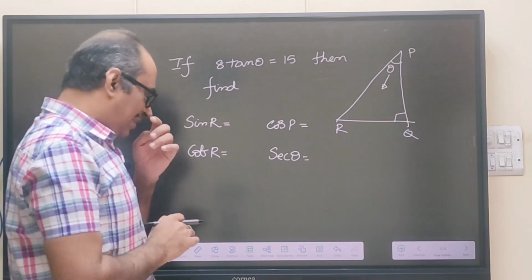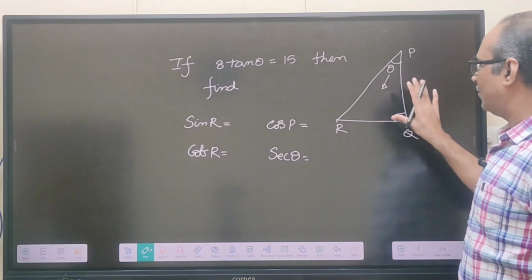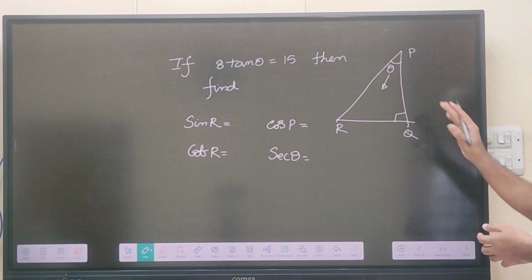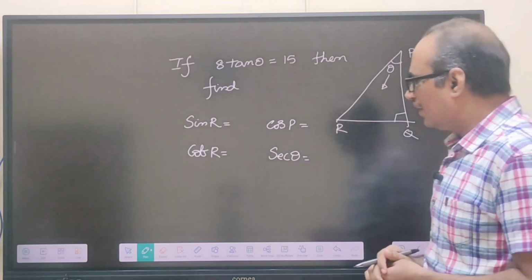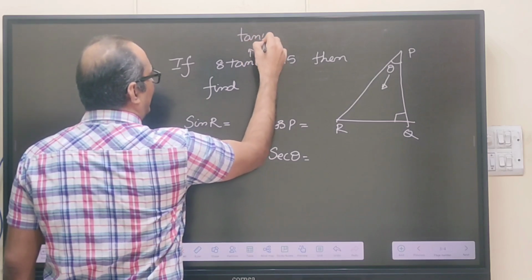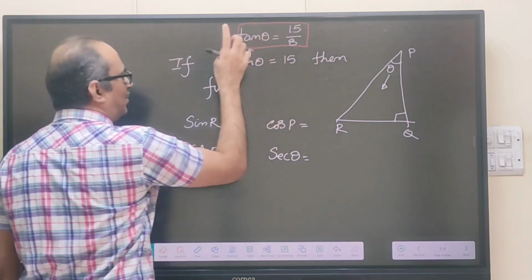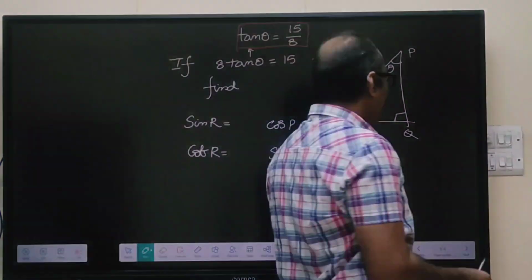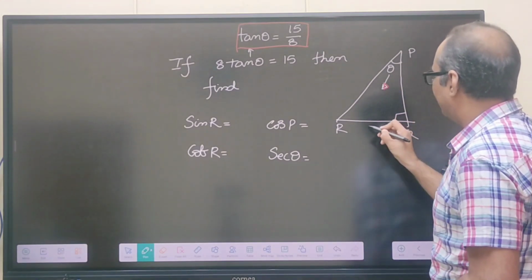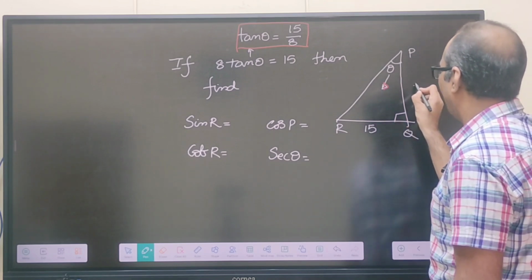Now what is the difference between the earlier problem and this problem? In the earlier problem, we had been given the actual sides of the right angle triangle, but here we have been given the ratio. That means we don't know the actual sides, but we know the ratio of the sides. So can we write this as tan theta equals 15 by 8? I can say that without any problem. Now what is tan according to us? Opposite by adjacent. I am looking from here. That means this is my opposite. Opposite we said is 15 and adjacent is 8.